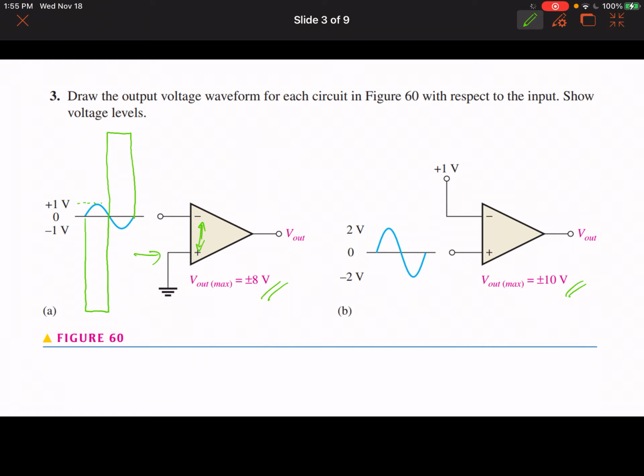In the second comparator circuit, we have a reference that is plus 1 volt, which means that every time the signal crosses the positive 1 volt line, the comparator triggers the switch of the signal from positive to negative and vice versa. We have the input connected to the non-inverting terminal. So let's just draw here the plus 1 volt line. So that's the plus 1 volt line.